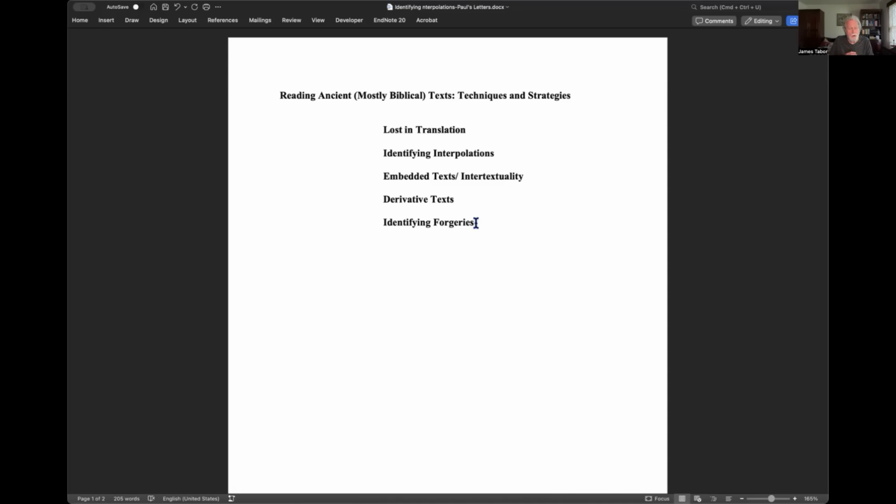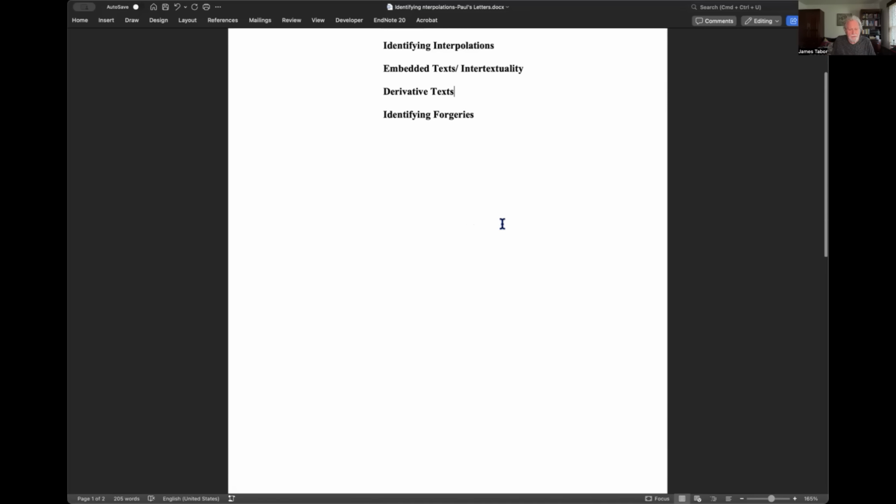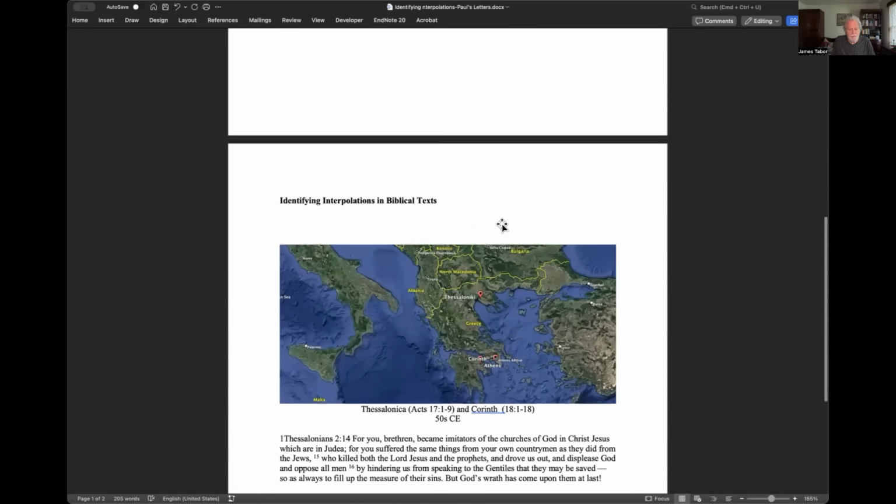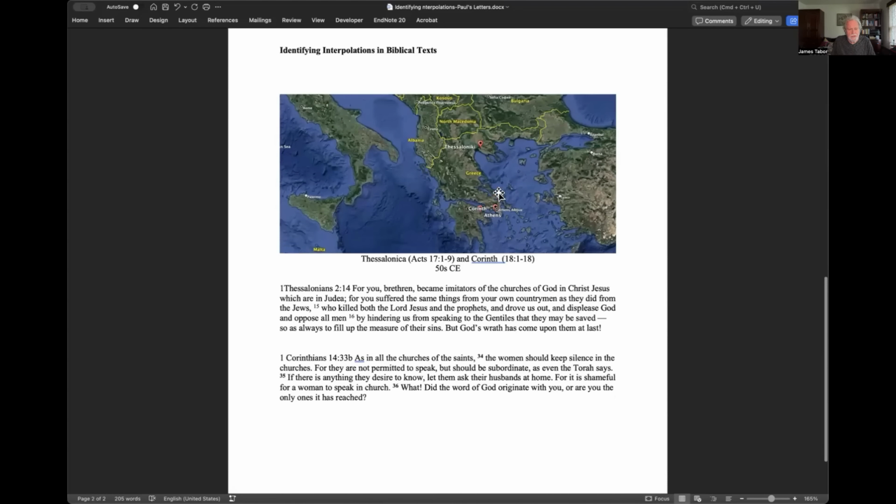How do you know that a text is ancient or a later forgery? And there are plenty of those. There are more forgeries than there are what we would consider genuine texts, meaning texts that we can trace back to an author. So that's what we're doing in general. That's the overview. So today, I'm going to take two texts identifying interpolations in biblical texts. So we're dealing with that second category today.